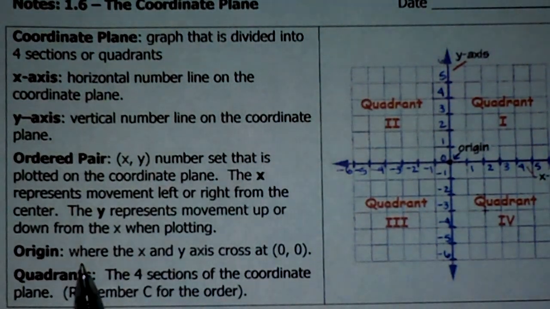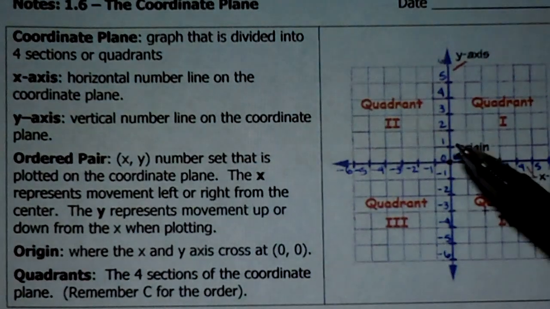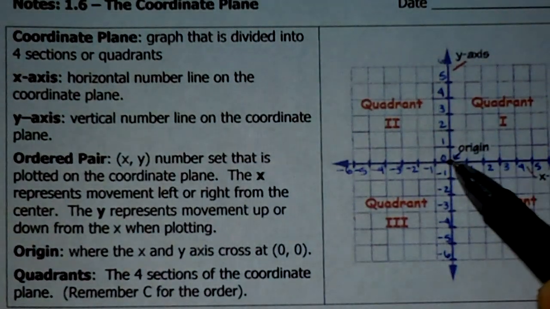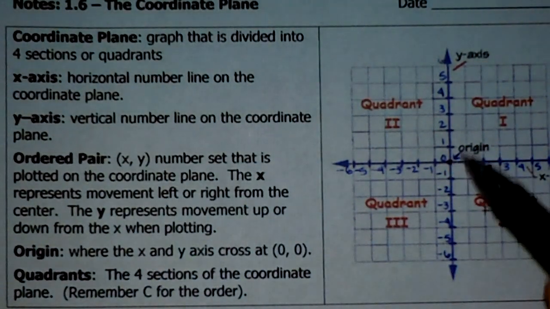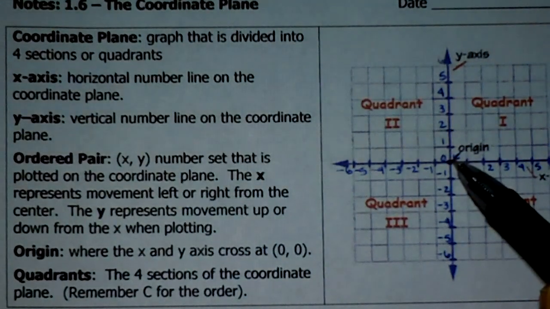The origin is where you start plotting your points or your ordered pairs. So the origin is right here. It's 0, 0. It's where the x-axis and the y-axis meet.